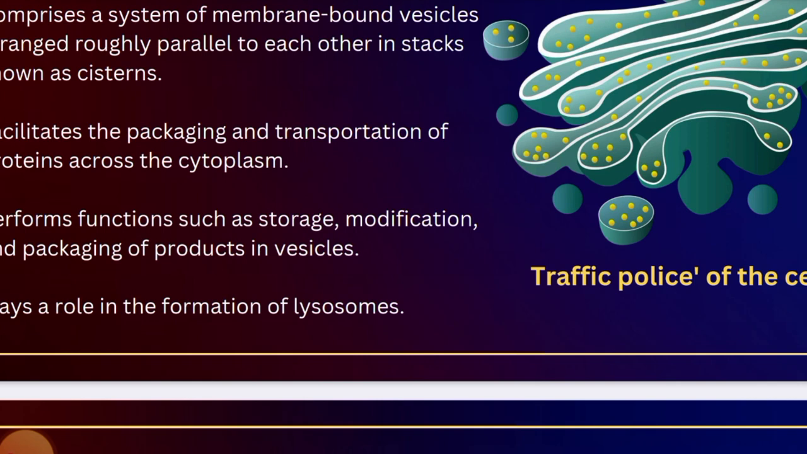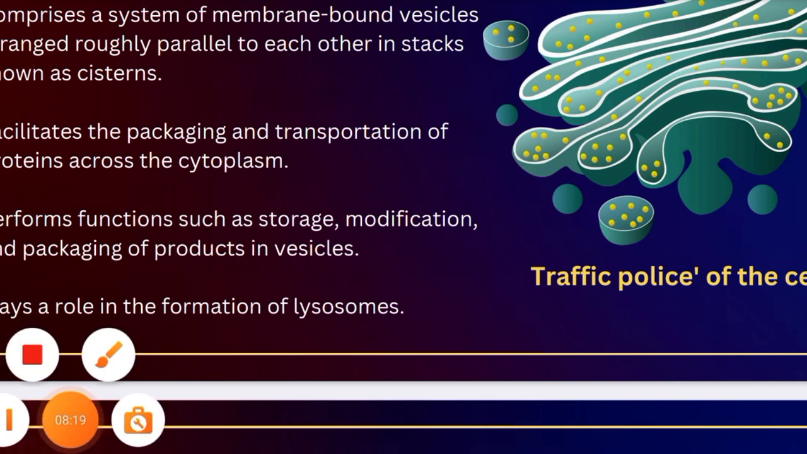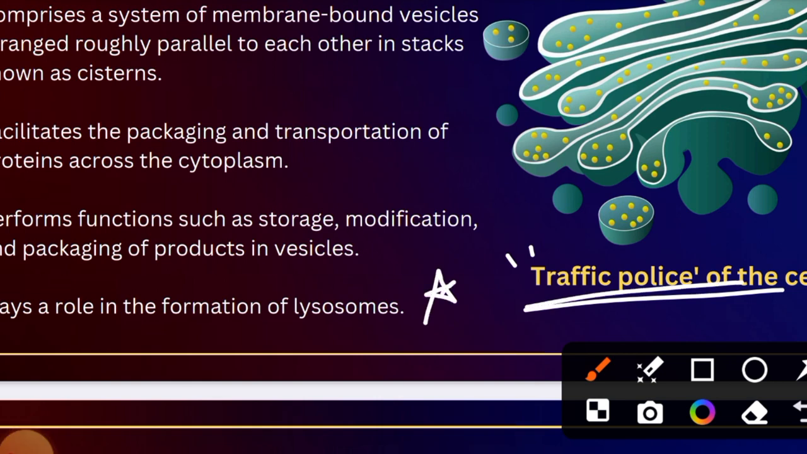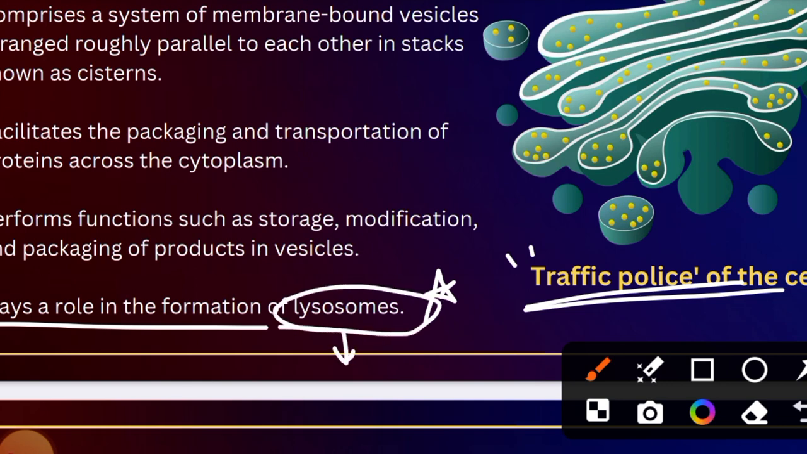It is also known as the traffic police of the cell. This question may come: what is known as the traffic police of the cell? You can see Golgi bodies are known as traffic police. And a very crucial thing is that Golgi bodies play a crucial role in formation of lysosomes. Now what are lysosomes? They are basically known as the suicide bag of the cell. Now we will be learning about it.